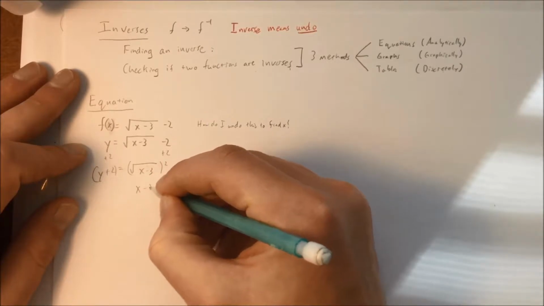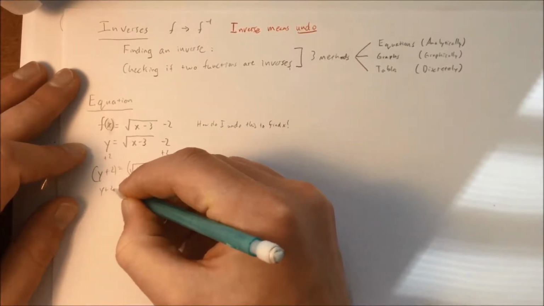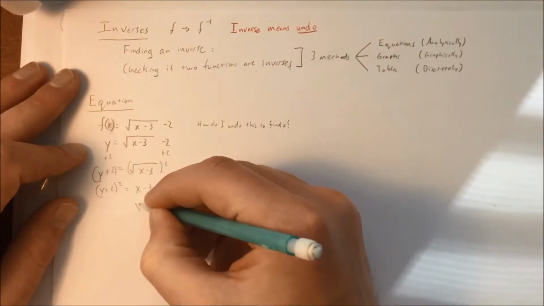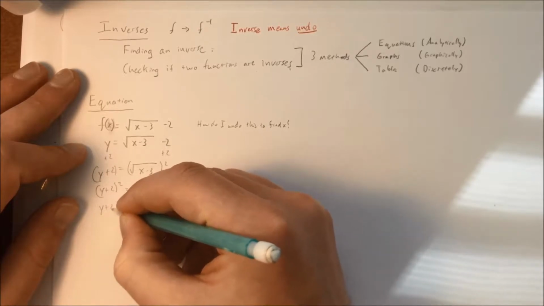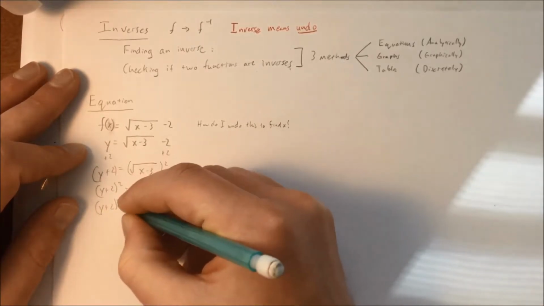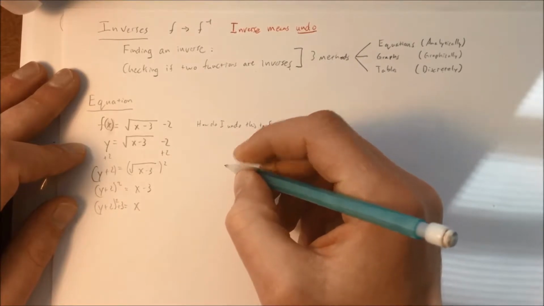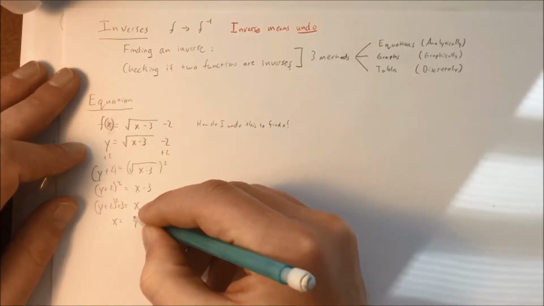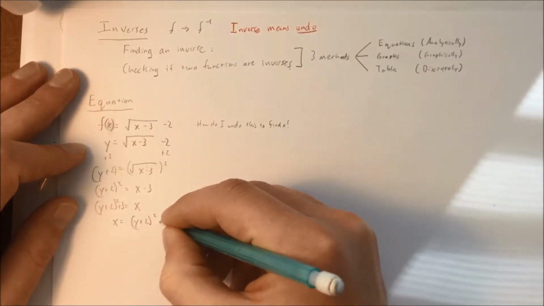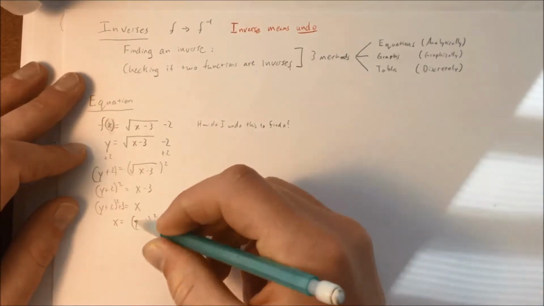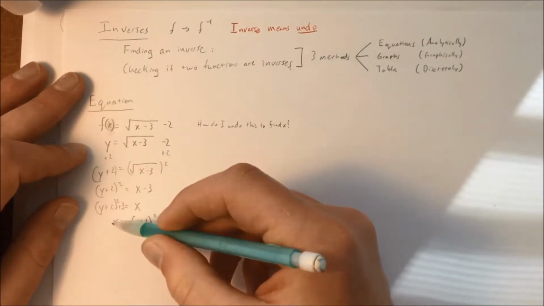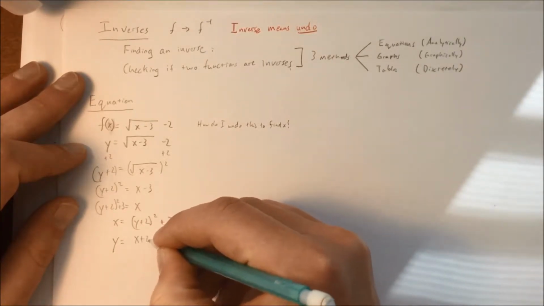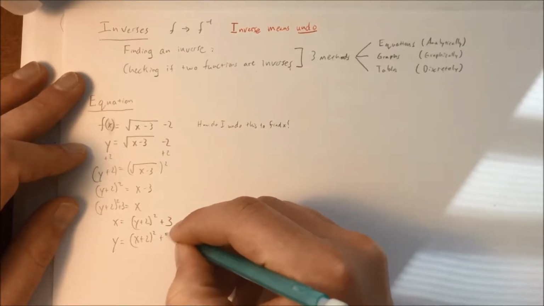And I'm going to get x minus 3 is equal to y plus 2 squared. And then I'm going to add 3 to both sides. So x is equal to y plus 2 squared plus 3. I'm going to flip it around here. And because I do want to graph it where I have y as a function of x, I'm going to switch the letters now. y is equal to x plus 2 squared plus 3.